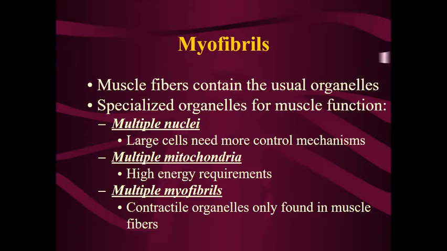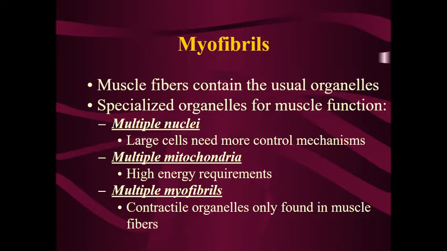Back in biology, you learned about a generalized cell and the different organelles. But muscle fibers have all those usual organelles, and also some specialized organelles, or amounts of organelles, that you wouldn't expect in a typical cell. Like we mentioned before, muscle cells have multiple nuclei, because these are large cells that need more control mechanisms. They have multiple mitochondria because they have very high energy requirements, so they need more of those powerhouses to produce the energy. And they have multiple myofibrils.